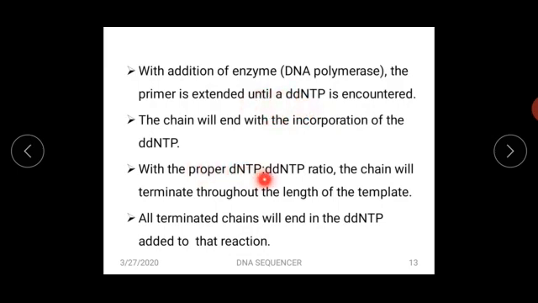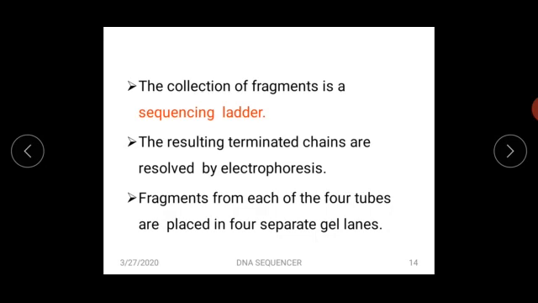With the proper dNTP and ddNTP ratios, the chain will be terminated throughout the length of the template. All terminated chains will end in the ddNTP added to that reaction. The collection of fragments is a sequencing ladder. The result, terminated chains, are resolved by the electrophoresis process.